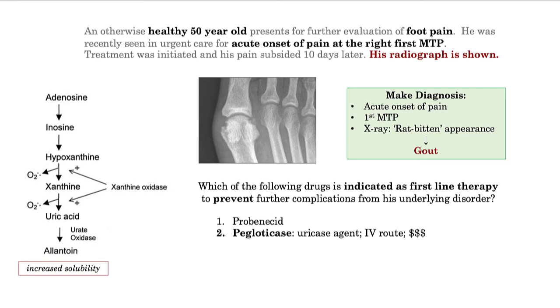Pegloticase is classified as a uricase agent that converts uric acid into the very soluble allantoin, which doesn't crystallize. The problem with pegloticase is the cost and requirement for IV administration. So let's take a look at probenecid before committing.